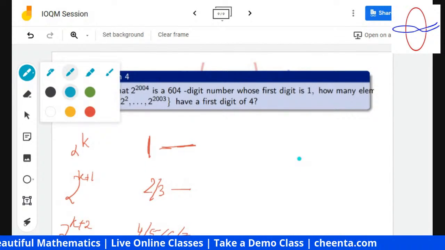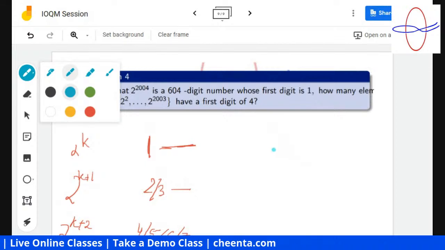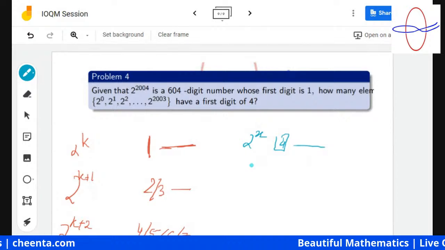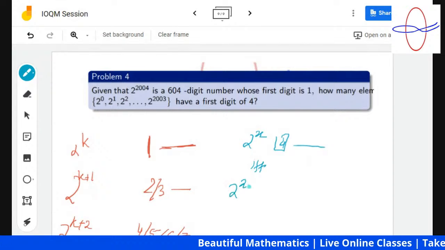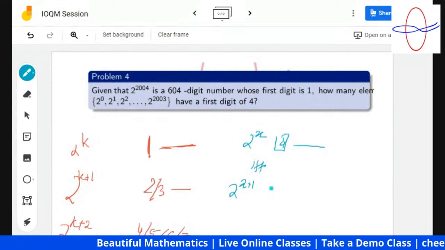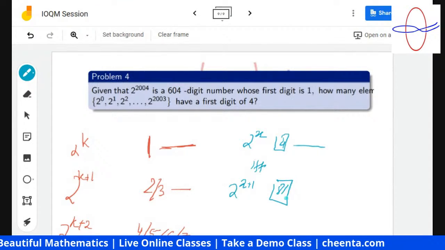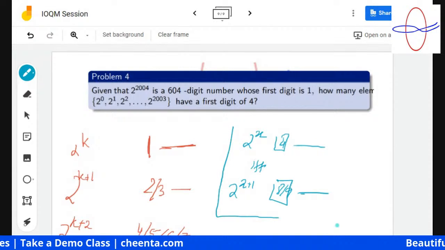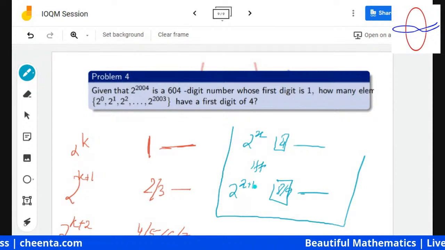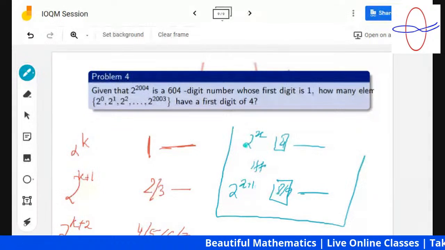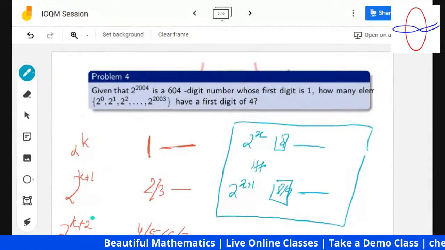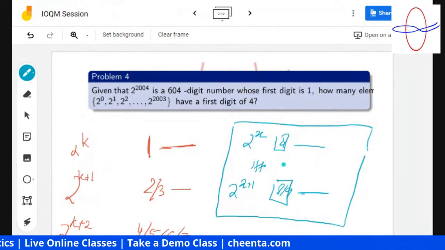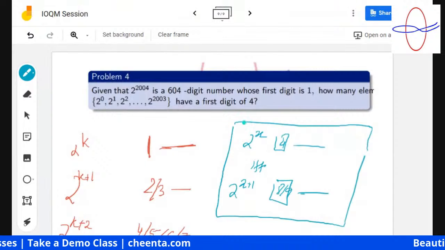Observe that 2 to the power x has first digit 4 if and only if 2 to the power x plus 1 starts with either 8 or 9, right? Nothing else will occur. So this is the idea. 2 to the power x starts with first digit 4 if and only if 2 to the power x plus 1 starts with 8 or 9. Are you understanding this? This is a very important aspect. Did you understand this? This is the main important idea.